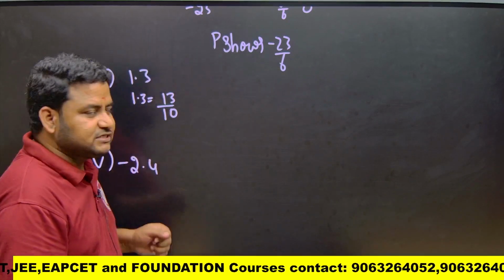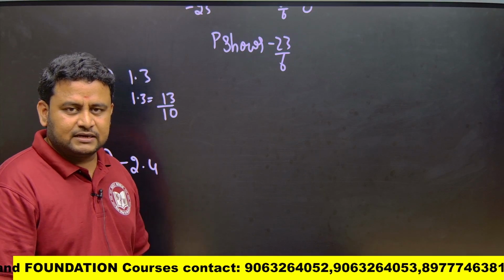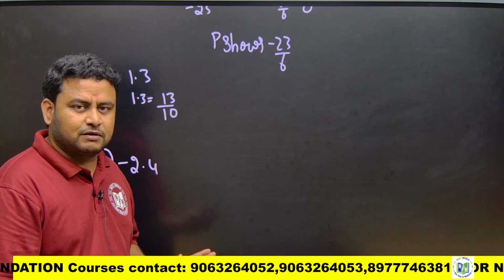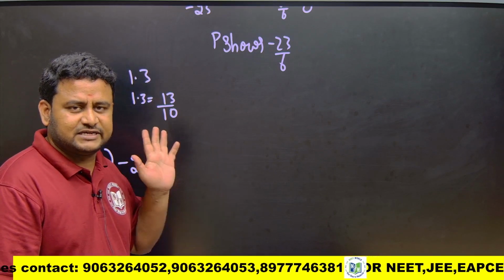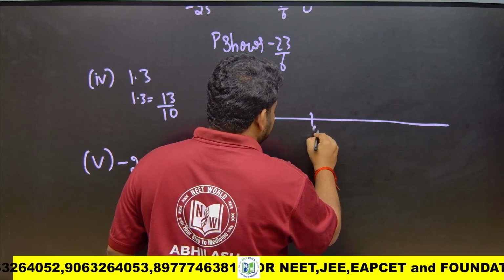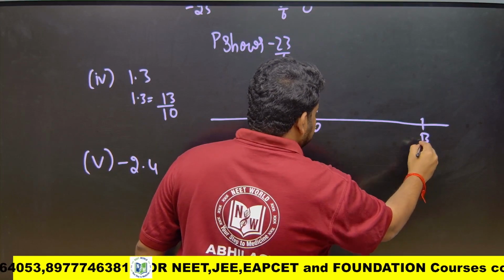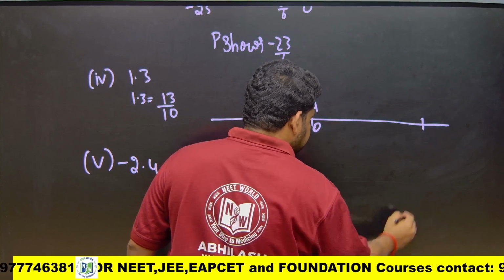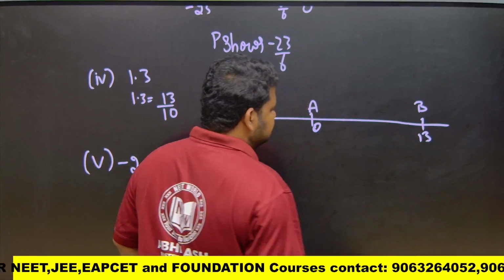Out of 13 and 10, which is the bigger number? 13 is the bigger number. 13 is the numerator. But I have to divide it into how many equal parts? 10 equal parts, because the denominator is 10. So first let me represent the bigger number, that is 13. First I have to take the number line. Let this point be 0. Let this be A. I will take this point B. This will be 13.